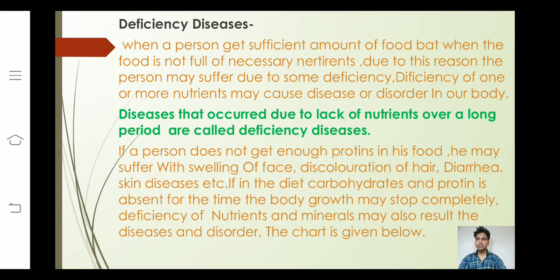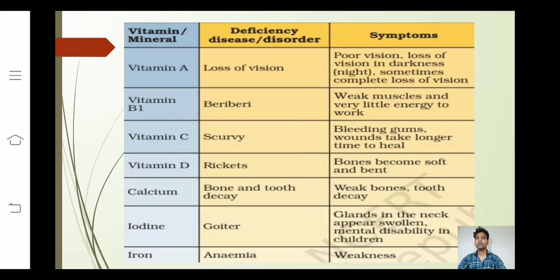Friends, deficiency of vitamins and minerals may also result in disease or disorder. The chart is given here. Here the first column is given as minerals and vitamins. The second one is the deficiency disease or disorder due to lack of those vitamins, and what symptoms are seen in the human body.